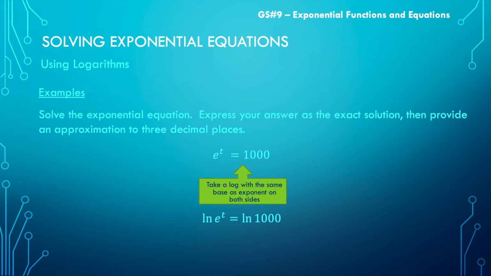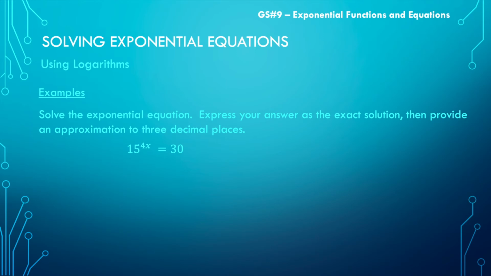It certainly is. ln of e to the t is equal to ln of 1,000. And then you would recognize that ln of e just cancels out and we just get t is equal to ln of 1,000. And we would get an approximation from our calculator there. ln of 1,000 is about 6.908. And again, it takes 2 seconds to sub that back in your original equation and double check that you have the right thing.